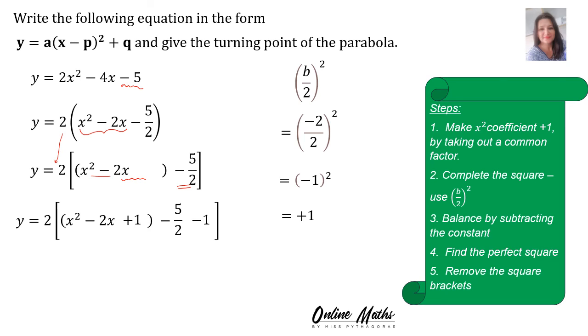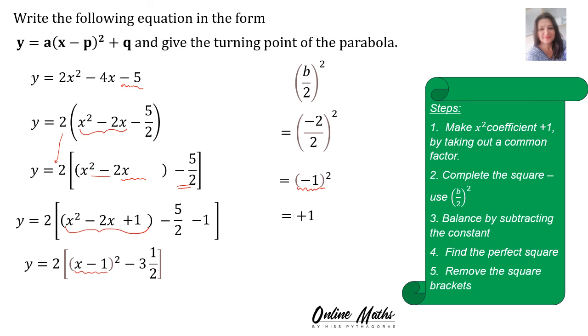And then step 4 is find the perfect square, that means it's this bit over there that you will write as 2 bracket x minus 1 squared. Remember, I said whatever goes inside the bracket there is what used to live inside the bracket over there. And then negative 5 over 2 minus 1 is negative 3.5.